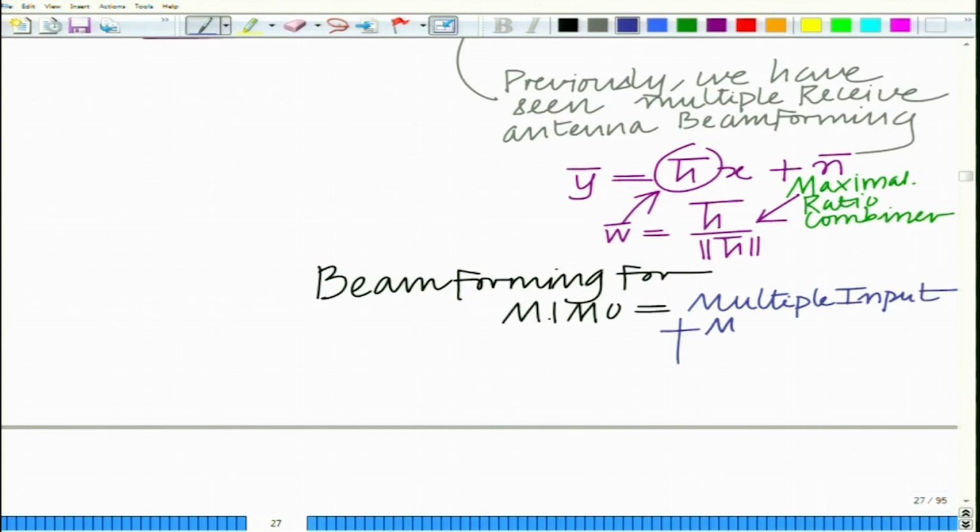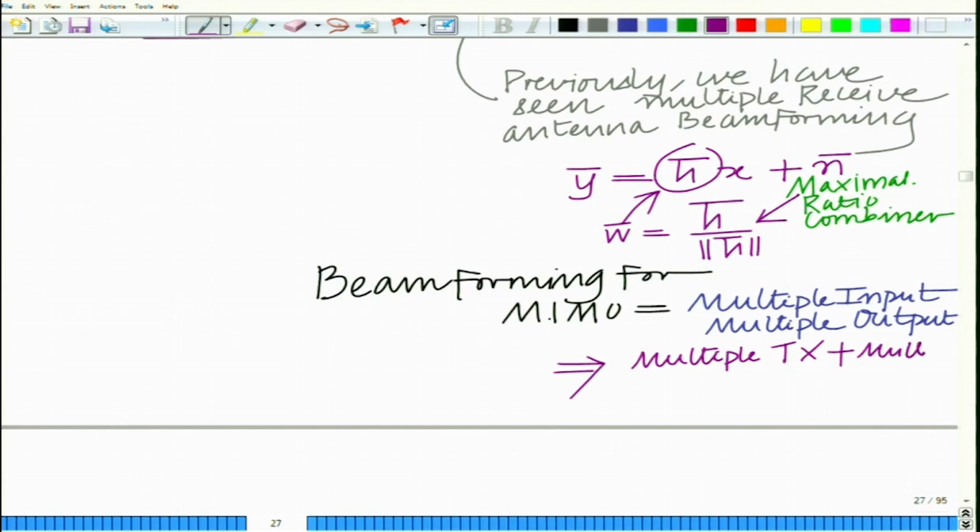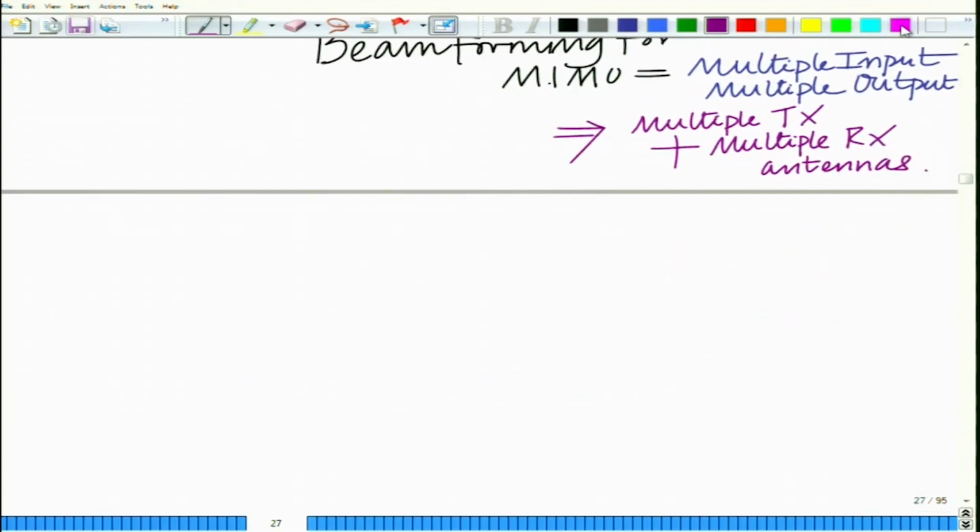MIMO stands for multiple input and multiple output. Multiple input basically implies that you have multiple transmit antennas, plus you have multiple receive antennas. You have multiple transmit and multiple receive antennas, and one can represent the system.